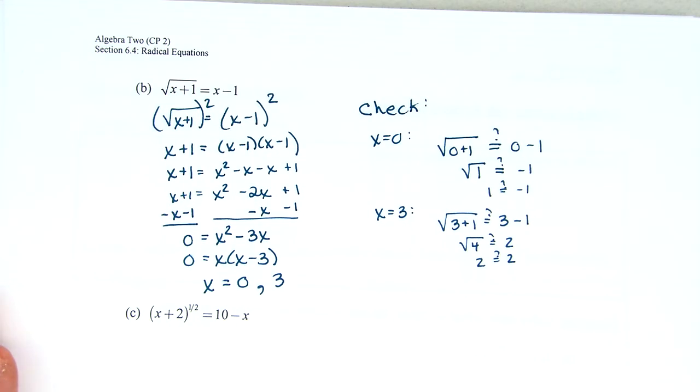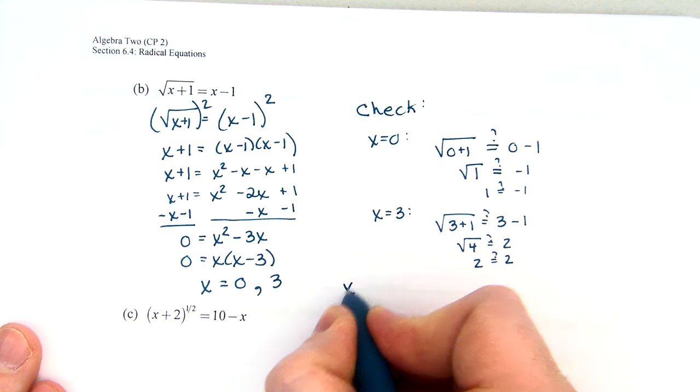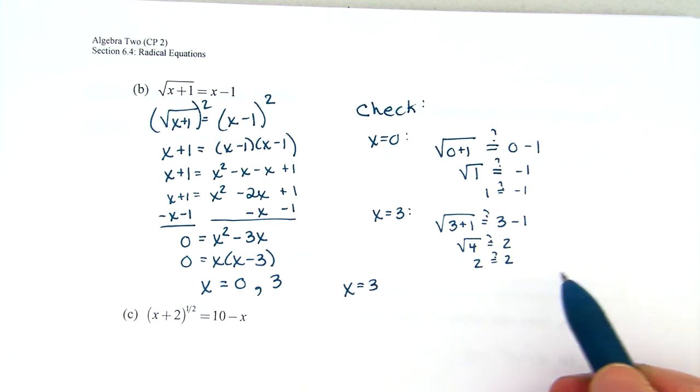And again, I know it's annoying, but I've got to see that plugging in check piece. So what's good? What worked? Say that again? X equals 3 is good, because when we plugged that in, we got 2 equals 2. Yeah, that works.